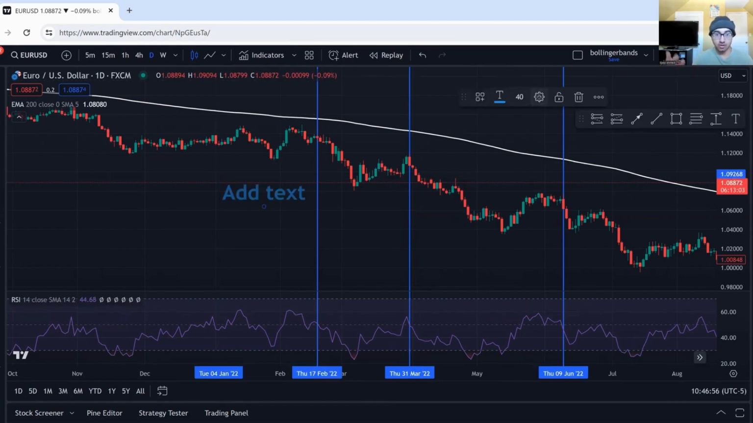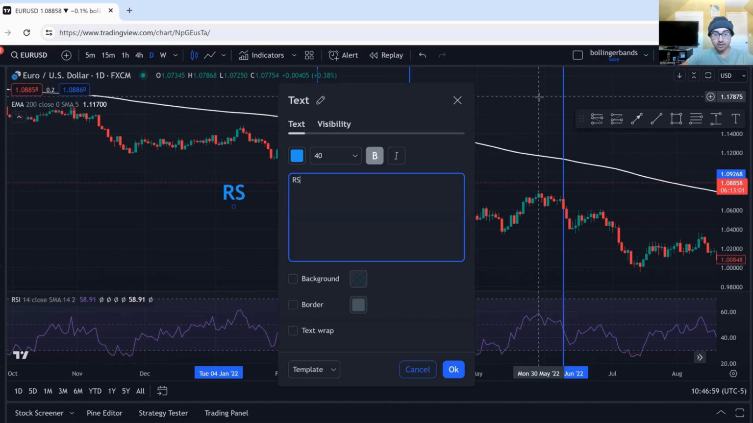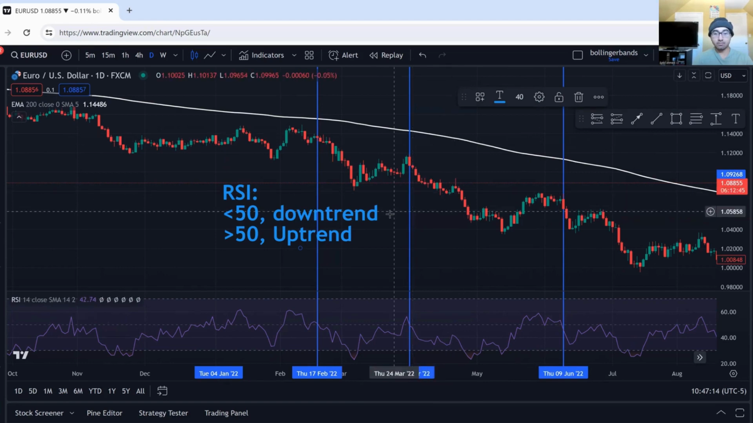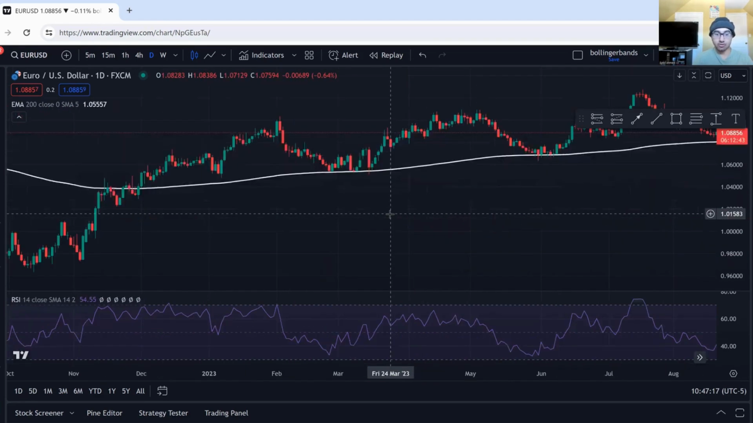So let's look at this. I don't know why this number works out, but RSI below 50, downtrend. Okay, and then if we're greater than 50, we're in an uptrend. As simple as that. Right, now let's look for the uptrend values, right?